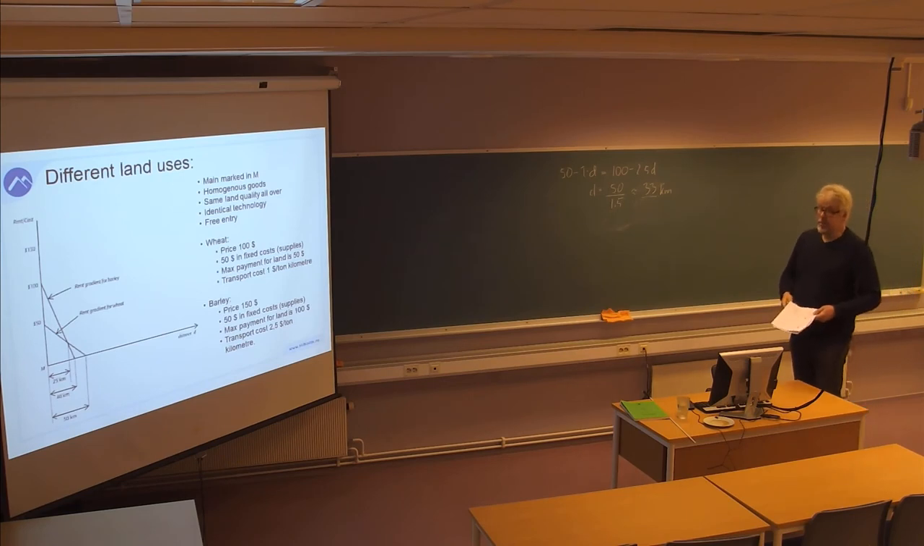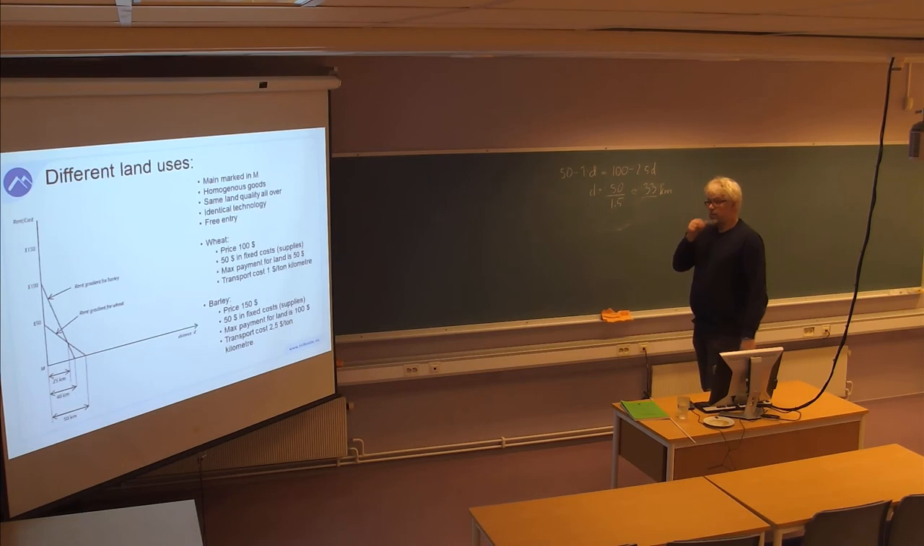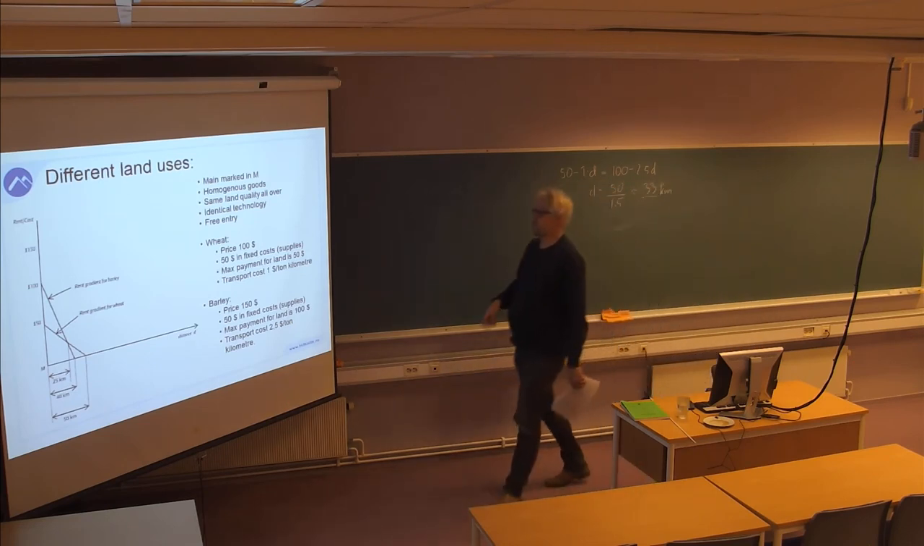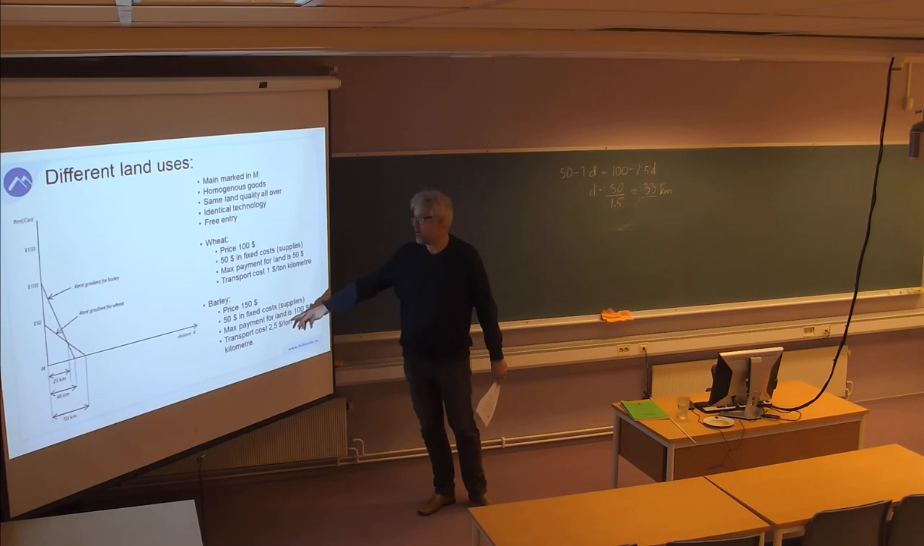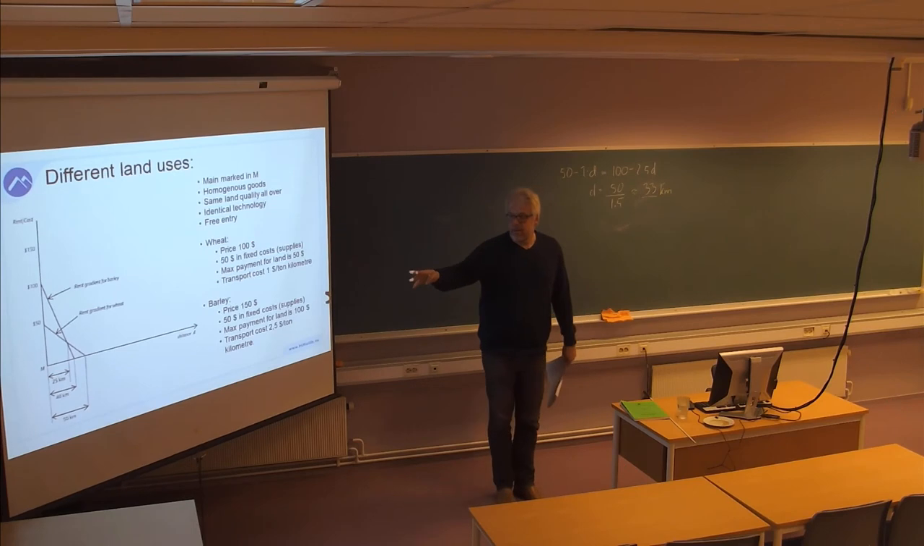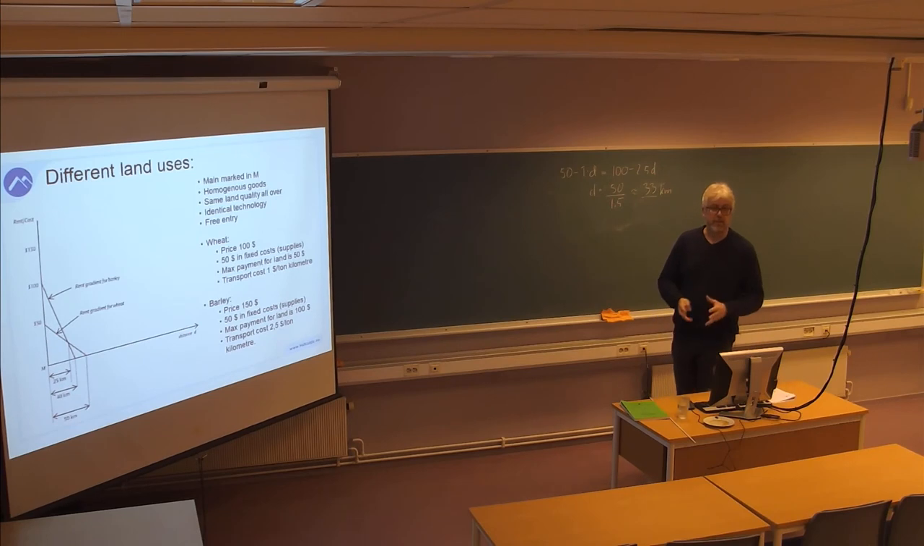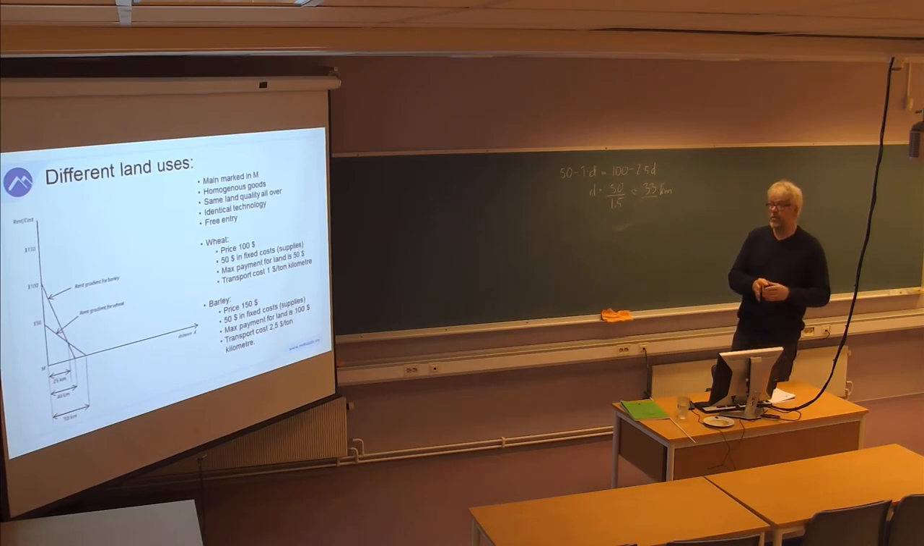And you can actually see it from the graph that it is skewed a bit to the right, so the graph is correct, but the intersection point is not correct. And we also see that since transport costs are $2.5 per ton for barley, we will not have any barley produced more than 40 kilometers outside of the city center where the market is, because it will be too expensive to pay the transport costs to get to the city center.